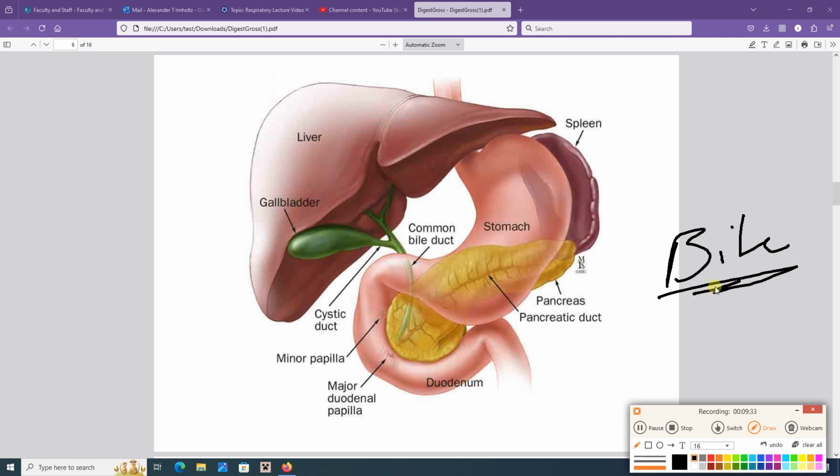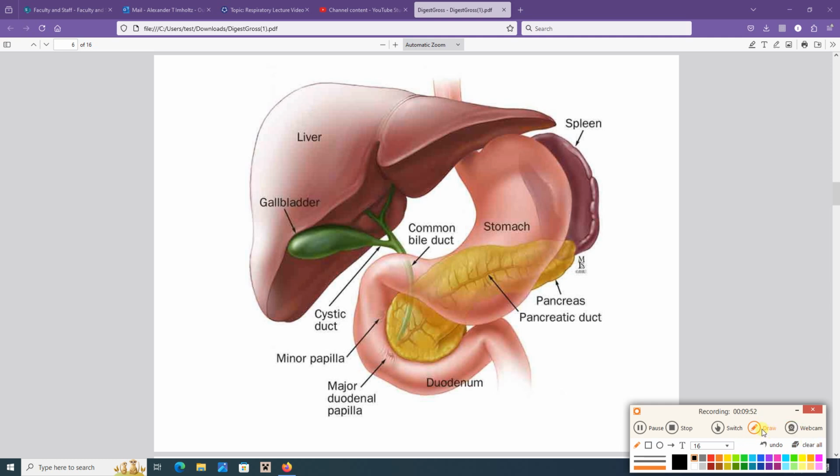Bile is an emulsifier of fats. What that means is it separates big fat chunks into little fat chunks, which makes it easier for you to digest. Pancreatic juice in the pancreas is rich in enzymes for chemical digestion.